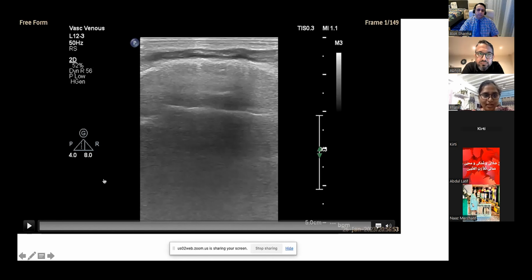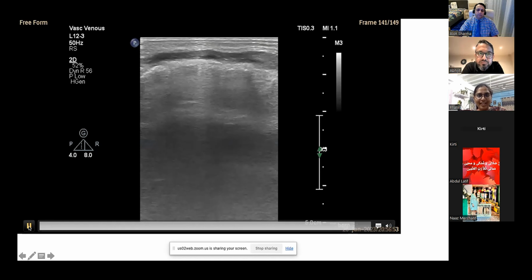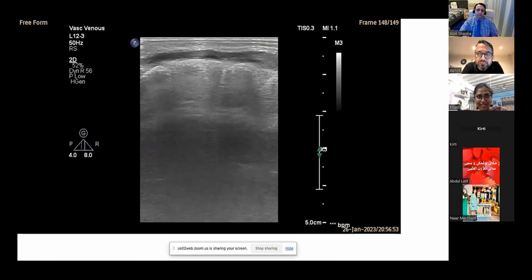And then this is on the back. As you have explained, I had a lot of difficulty in doing the ultrasound on the back. I could not get a clear picture, and this is the picture which I could get.